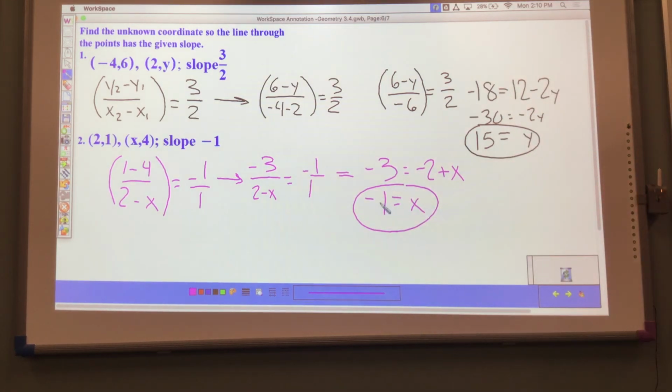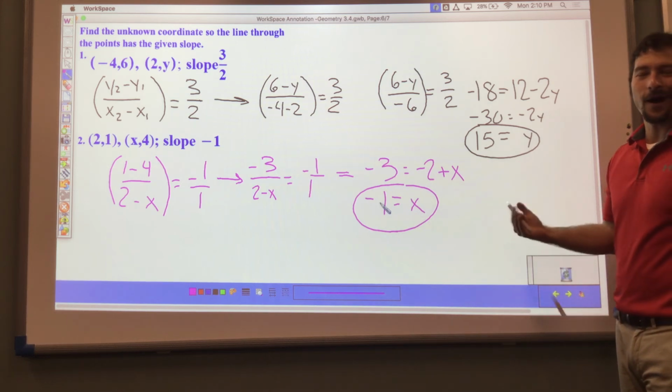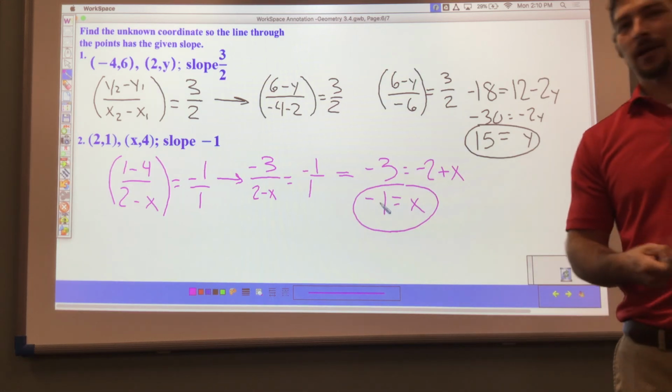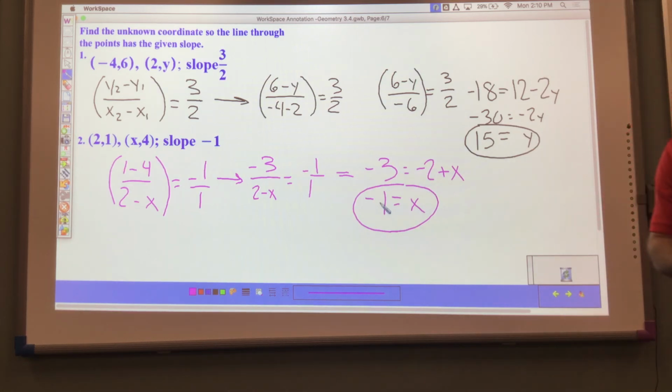That's it. So we're looking at slope. Main takeaways: you need to figure out how to find the slope using 2 points, either by your formula or counting on a graph. And then know that slopes of parallel lines are the same, and slopes of perpendicular lines are opposite reciprocals.